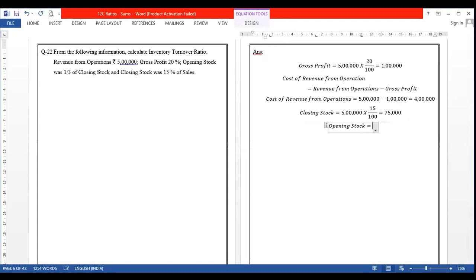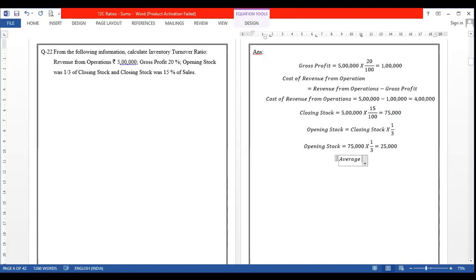Then we will find opening stock, which is 1/3 of closing stock. The hint given to us for opening stock was 1/3 of closing stock. So let me write it as closing stock into 1/3. Let me now place the values. Opening stock will be equal to closing stock, calculated as 75,000, into 1/3. 1/3 of 75,000 is 25,000.